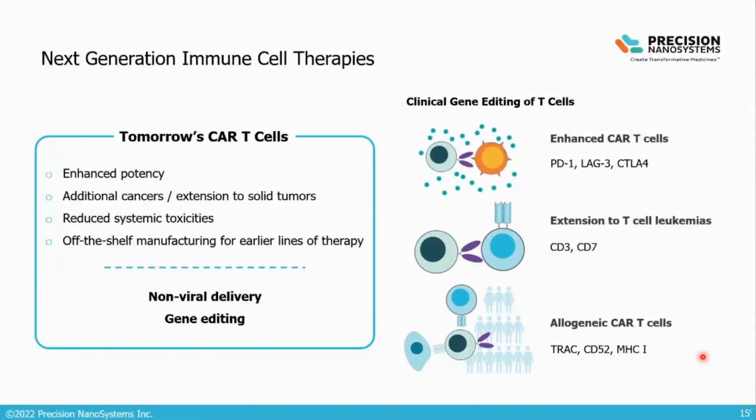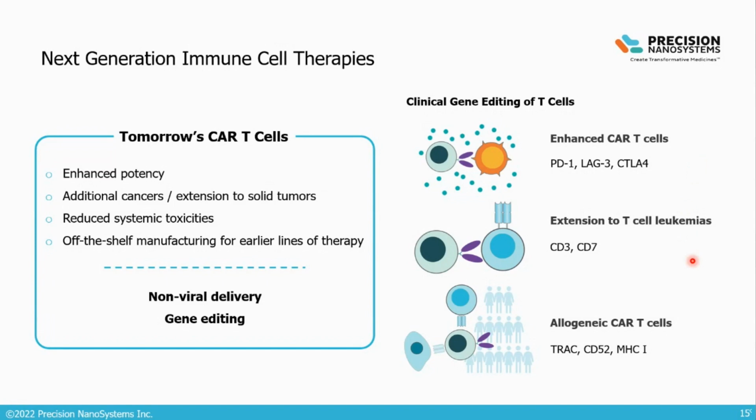And for all of these, we're looking at gene editing with the field now moving to non-viral delivery, particularly to electroporation. On the right-hand side of this slide, I put some current examples of common targets currently in clinical trials. For enhancing CAR T cells, we can knock out some inhibitory molecules like PD-1 and LAG-3 to extend them to other tumors like T cell leukemia. So to have a CAR T cell kill other T cells, we can simply knock out some common surface receptors found in T cells like CD3 or CD7.